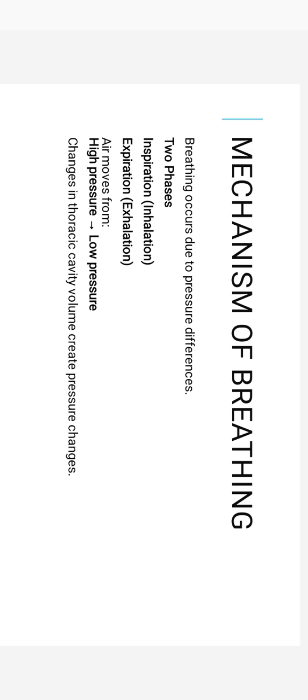The mechanism of breathing mainly consists of two phases: inspiration, which means inhalation, and expiration, which means exhalation. These pressure changes occur due to expansion and contraction of the thoracic cavity with the help of respiratory muscles. Breathing is usually an involuntary process controlled by the respiratory centers in the brain. However, to some extent, it can also be voluntarily controlled, such as when holding the breath for a short period.